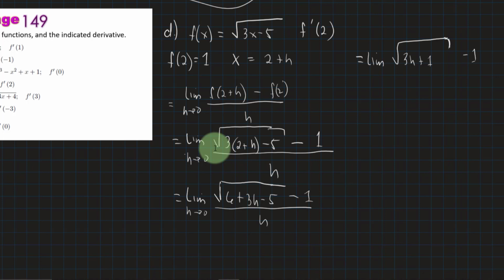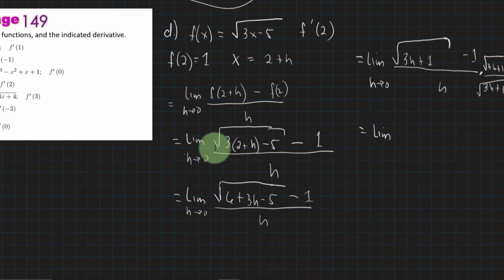Lagyan lang natin ng kudlit para hanggang doon lang siya talaga. Over h as h approaches 0 is equal to the limit of... magiging, so kailangan natin siyang i-simplify para ma-cancel out natin itong denominator na to. So we can do that by multiplying the numerator and the denominator by the conjugate of the numerator, which is square root of 3h plus 1 minus 1. Ay, plus 1 pala. All over 3h plus 1. Square root of 3h plus 1 plus 1.